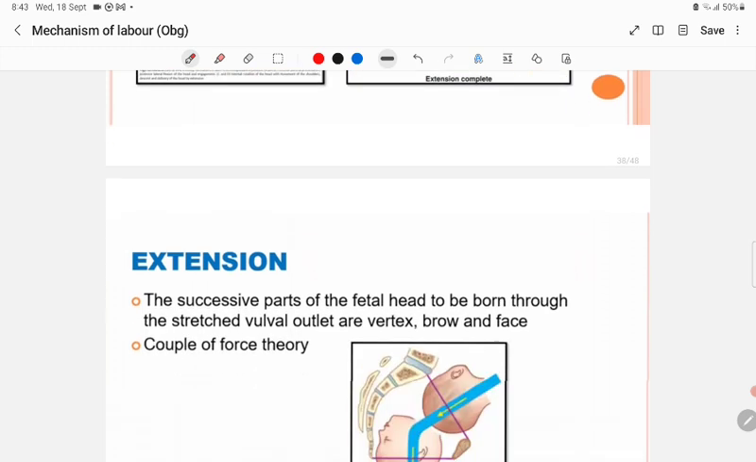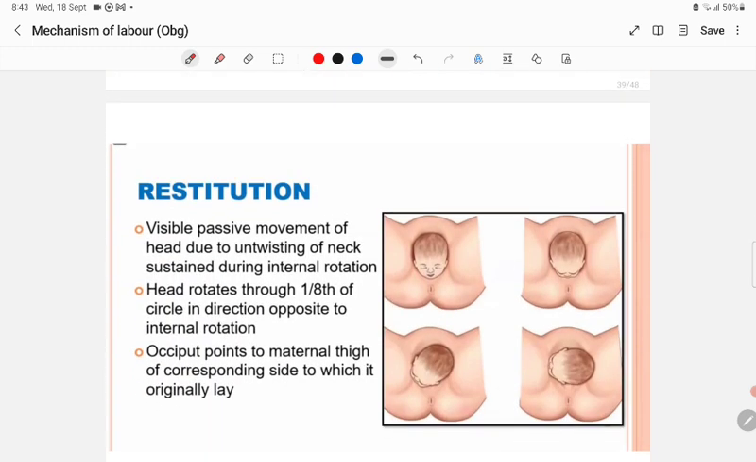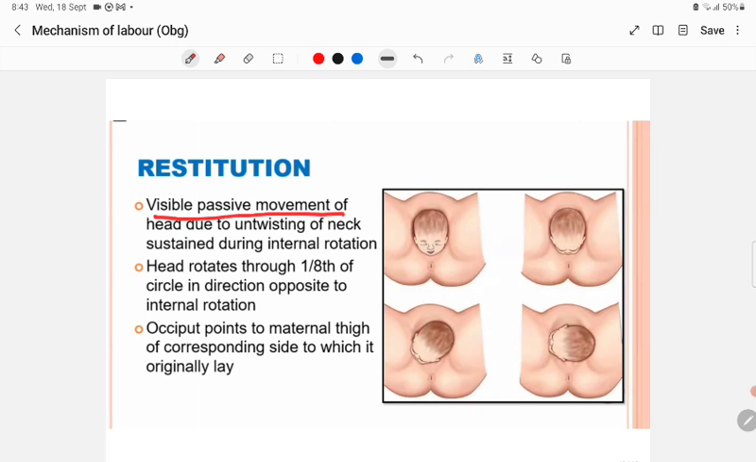Okay, remember, couple of force theory. Restitution is the visible passive movement of the head due to untwisting of the neck. Internal rotation happens inside the pelvic cavity, and restitution is the visible passive movement of that untwisting, because the neck will torsion maximum 45 degrees. So in restitution there is an external rotation, a visible passive movement of the head due to untwisting of the neck sustained during the internal rotation. The head rotates 1/8 of a circle in the direction opposite to the internal rotation. The occiput points to the maternal thigh on the corresponding side where it originally lay.